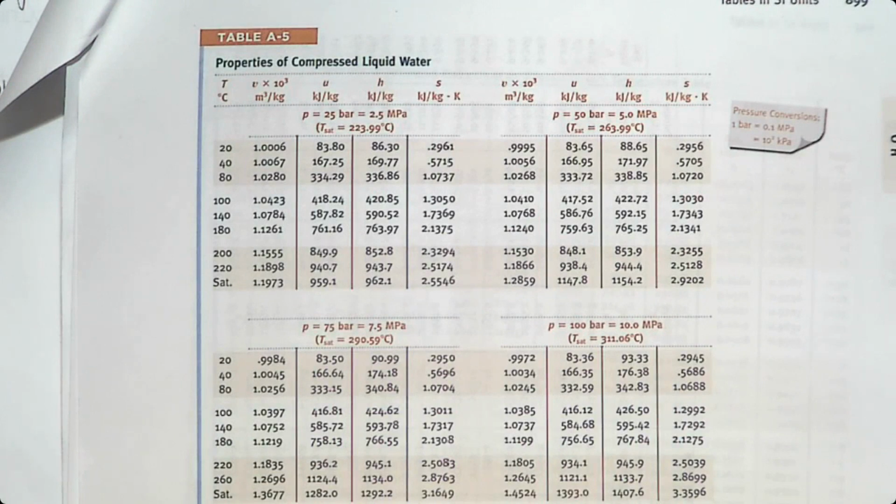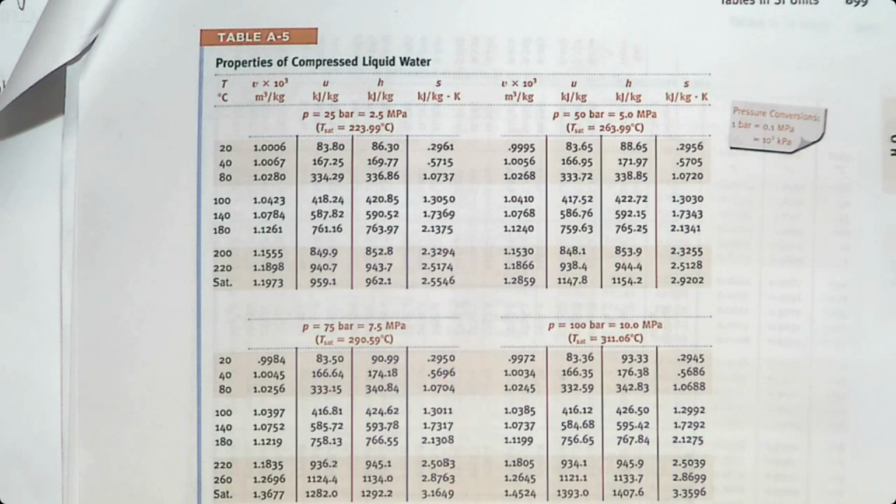What is the lowest pressure? 2.5 megapascal. That is 25 times greater than the atmospheric pressure. So if you want to use this table, the minimum pressure is going to be 2.5 megapascal. 2.5 megapascal, 5, 7.5, 10, getting higher and higher, right?